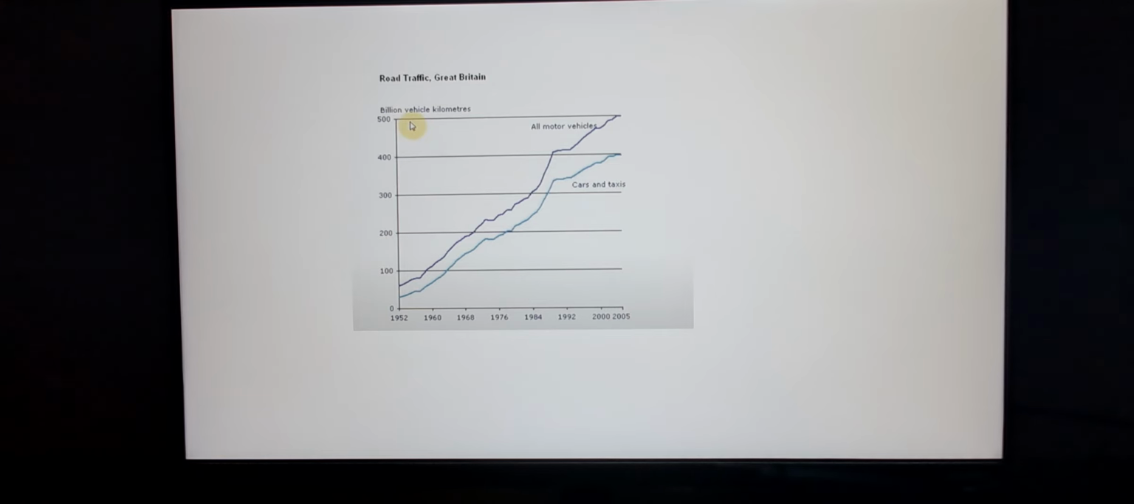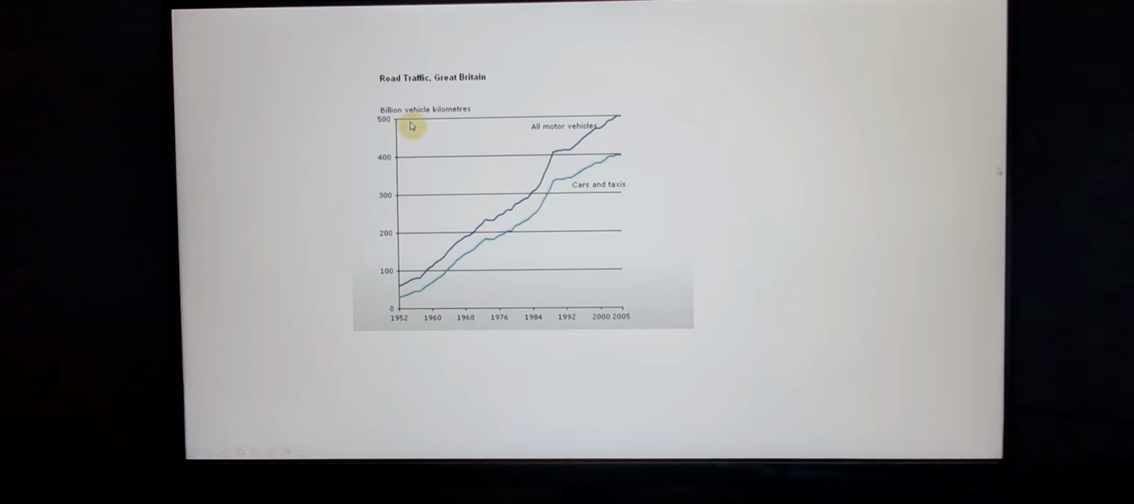Done. And the fourth is the content. It is the comparison between cars and taxis and all motor vehicles. So I can say the light blue line represents cars and taxis, and the dark blue line represents all motor vehicles. Okay, so if I have to start now, I'll start like this.